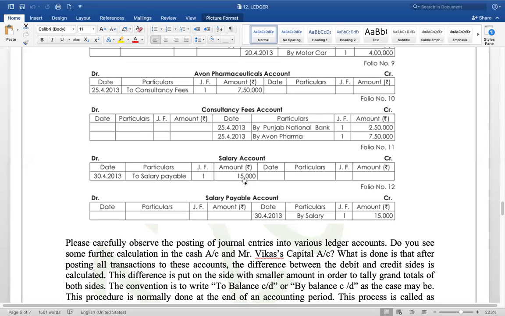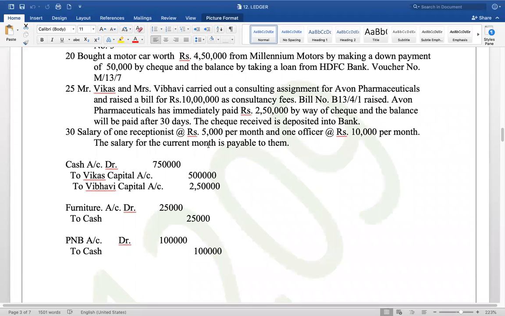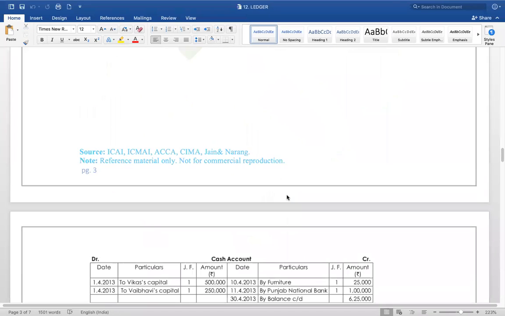And then I'll go to the next, maybe to the salary. Salary account is debited to salary payable. There's a salary becoming due to the tune of 15,000. For reception 5,000 per month, and for the officer 10,000 per month. So the total salary is 15,000, and 15,000 is payable.